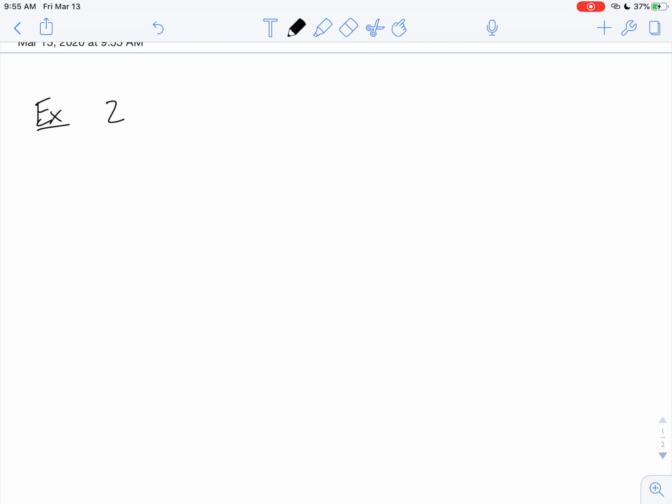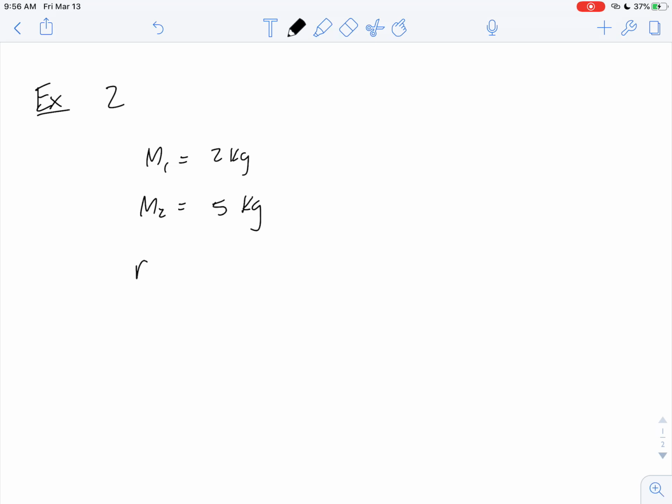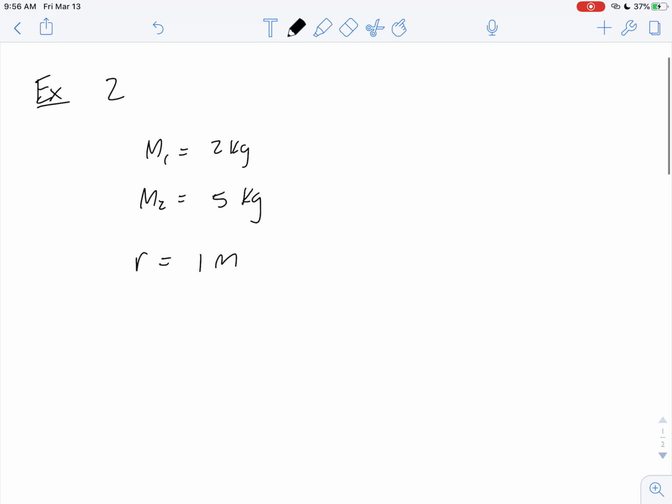We'll say object one has a mass of 2 kilograms. We'll say object two has a mass of 5 kilograms. I'm just kind of making up numbers for this. And we'll say that their distance is, we'll go with 1 meter. So they're 1 meter apart. And we want to find how much force they are pulling on each other with.